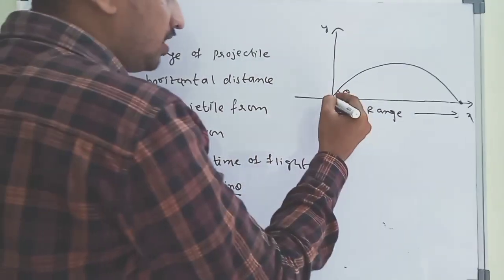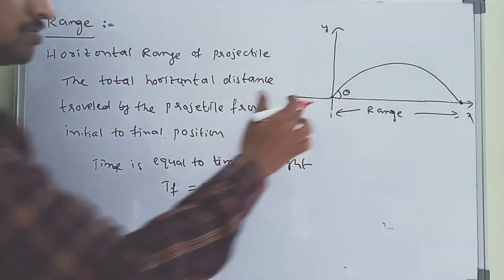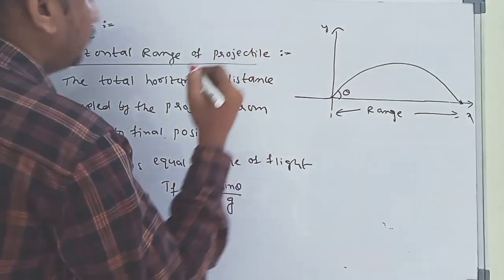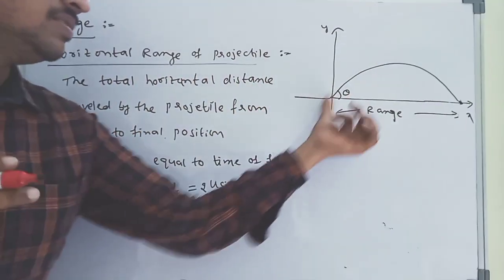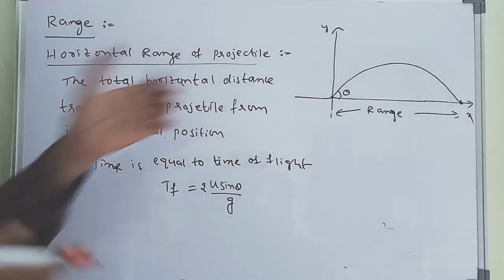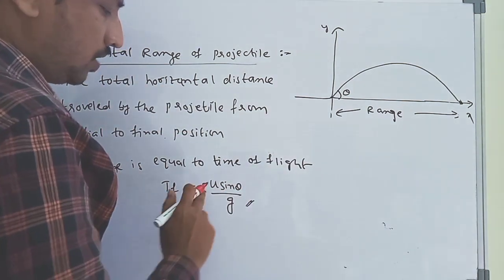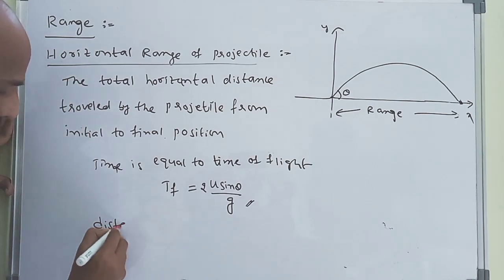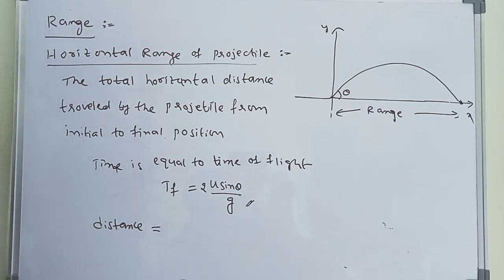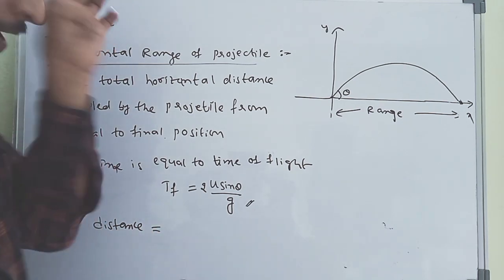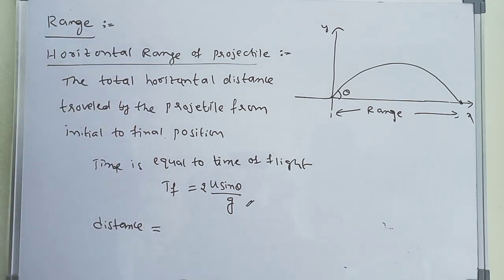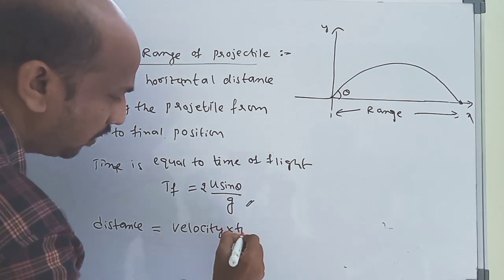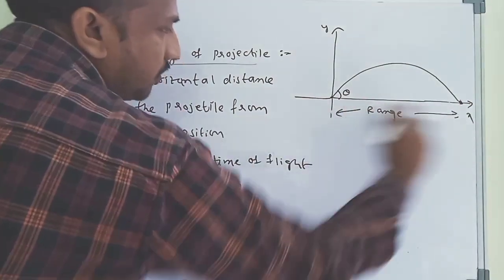But we want range. Range means distance, maximum distance, nothing but horizontal range of the projectile. That is the total horizontal distance covered by the projectile from initial to final. We know that time is equal to 2u sin theta by g. But we want distance. What is the formula of distance? Distance is equal to velocity into time.